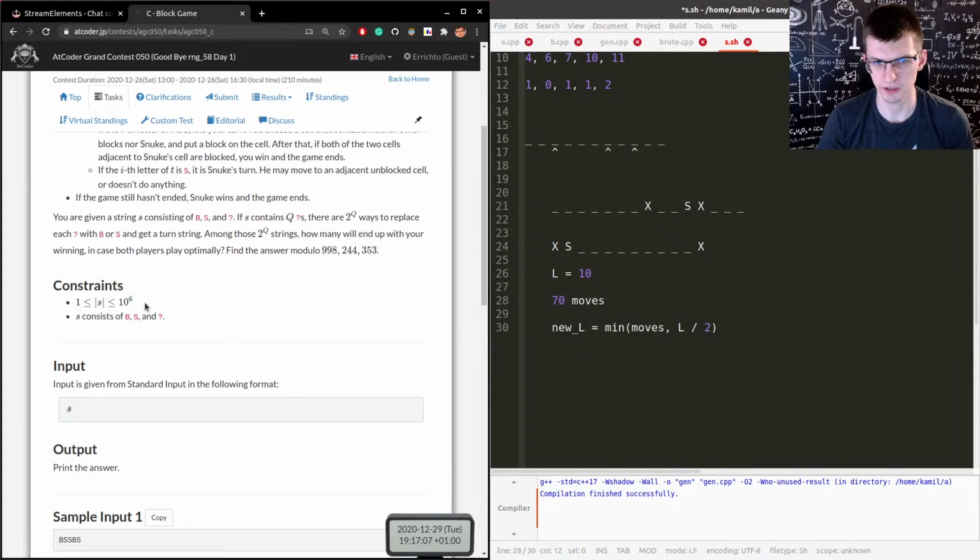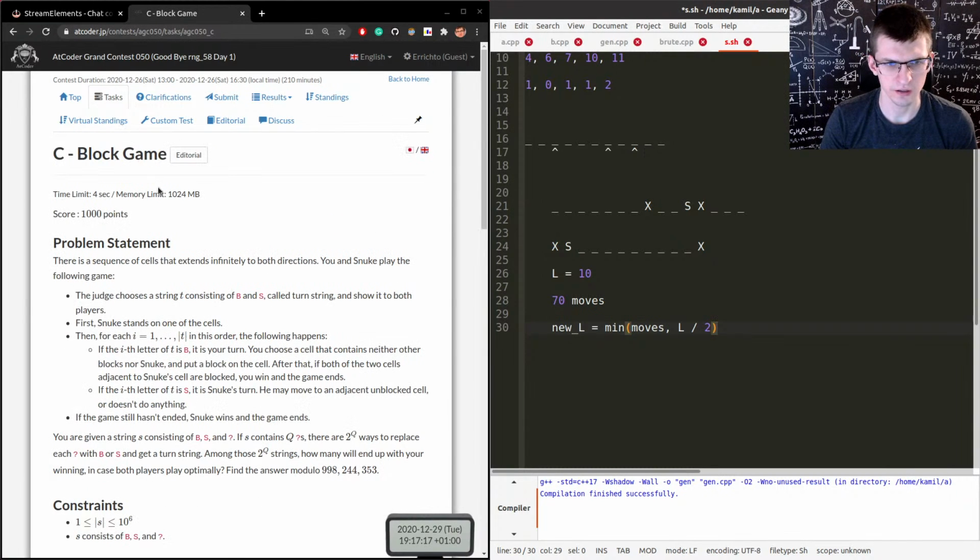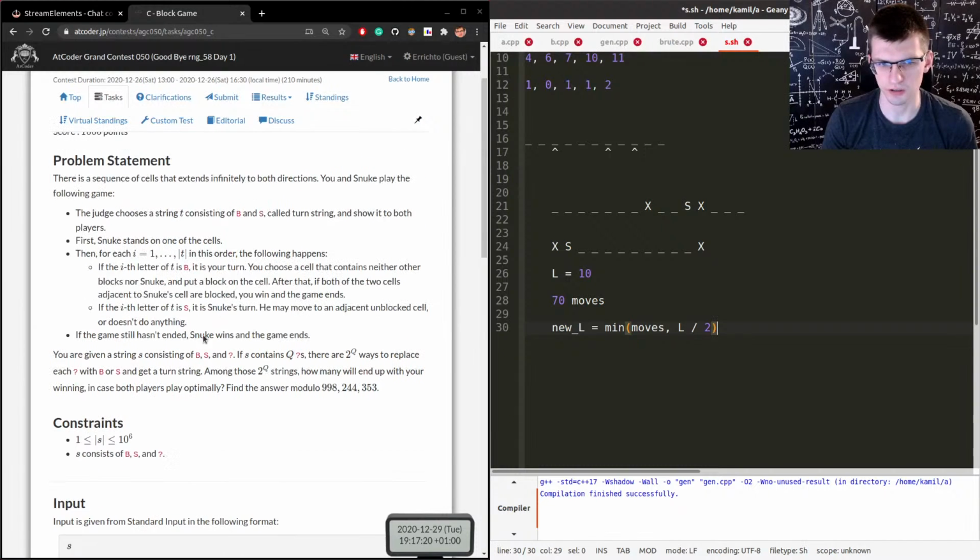And it will be up to a million. I believe that this already gives us a polynomial solution. It will be just hard to do it in linear time.